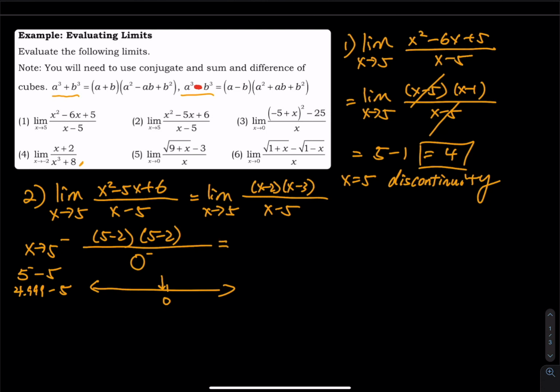So therefore, the top, did I do something wrong? Yep, minus 3. So the top, you have a 6 divided by 0 negative. So this is like 6 divided by negative 0, a little bit less than 0.